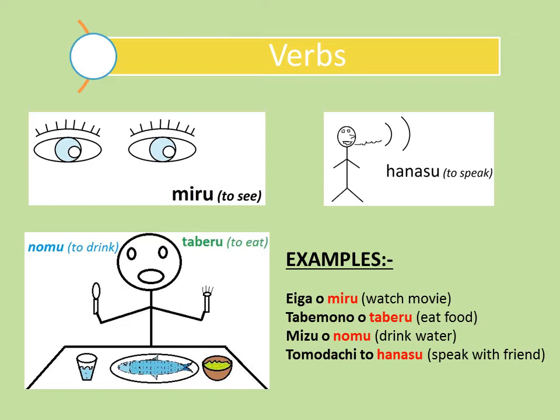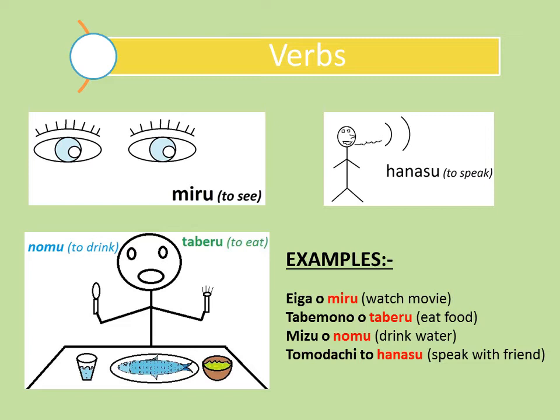Miru could mean to see, to watch, any synonym of that. So I have a few examples. These are only in informal situations. So accordingly, we have eiga o miru, which means someone is asking you to watch the movie. Eiga means movie and miru means to watch. So watch the movie, eiga o miru. Similarly, tabemono o taberu.